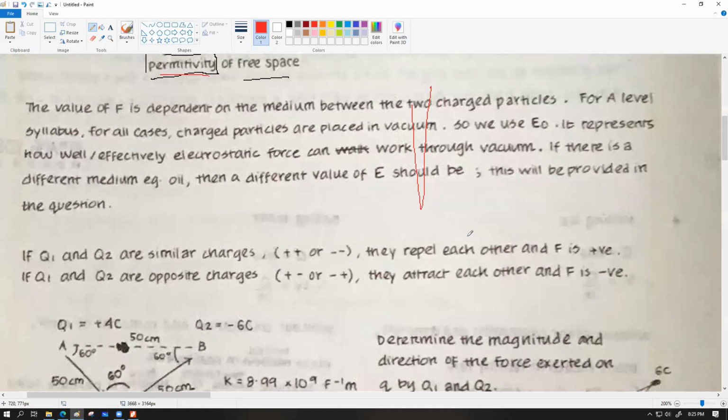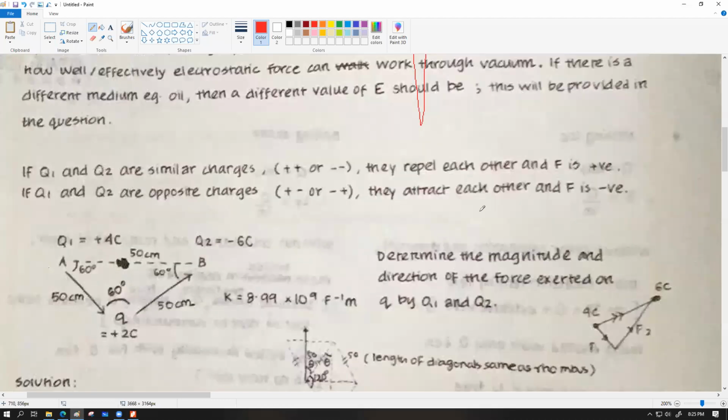Permittivity of free space is a constant number. Permittivity of plastic is a different number. Permittivity of glass is a different number. Permittivity of aluminum is a different number. Permittivity of iron is a different number. Oh, acha. Make sense? Beautiful.